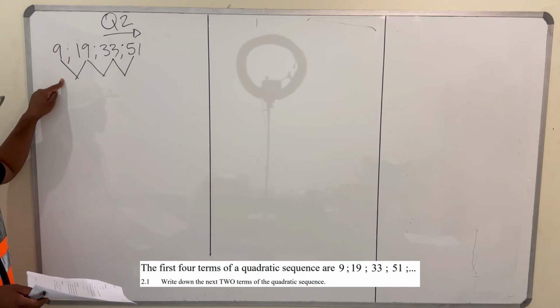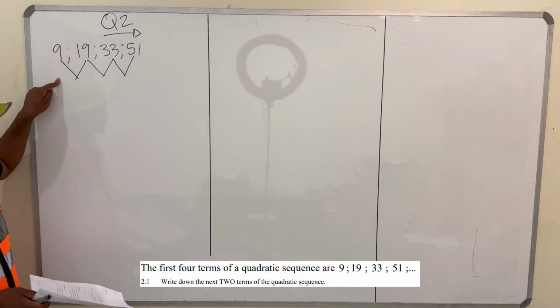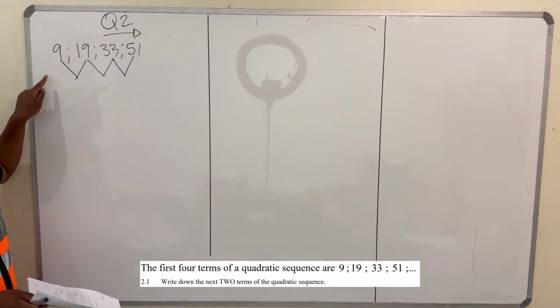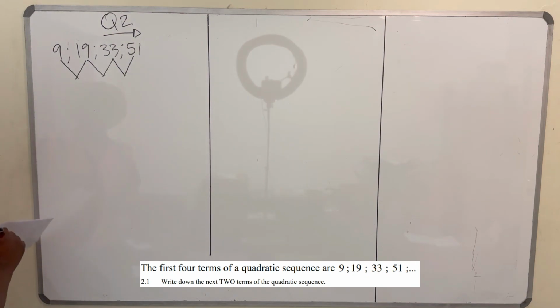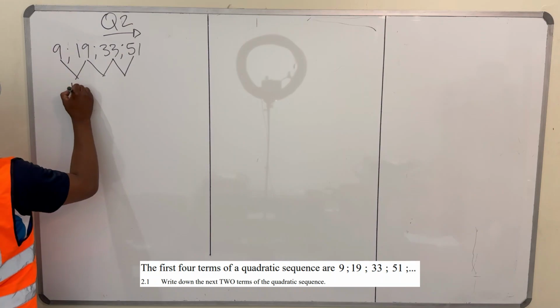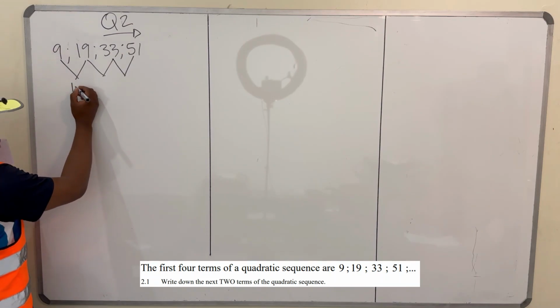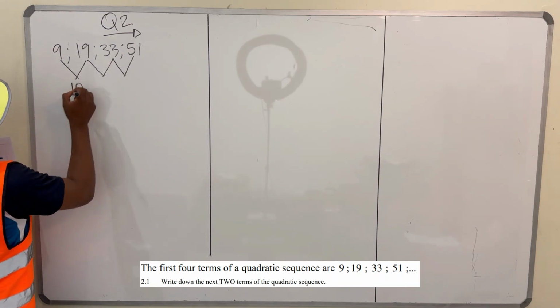The first difference of the quadratic sequence is always what? It is an arithmetic sequence. The first difference of the quadratic sequence is an arithmetic sequence. So, what's the difference? It's 10. Are you sure? Yes, it is. And then?